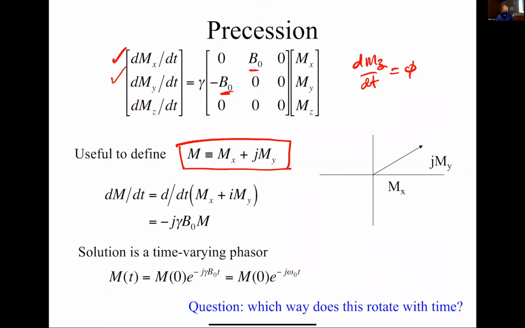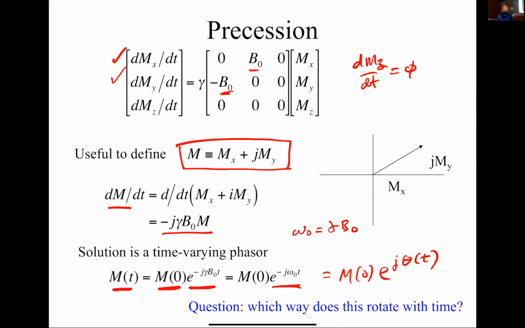Because we have things that are just rotating around, it's useful to think of them as phasors rotating around. If we do that, we get a very simple equation in terms of that complex number. And the solution is just a time-varying phasor. M of t just equals its initial value times e to the minus j gamma B naught t, which equals e to the minus j omega naught t, because remember omega naught equals gamma B naught. And this has the form of M sub 0 e to the j theta of t, where theta is equal to minus omega naught t.